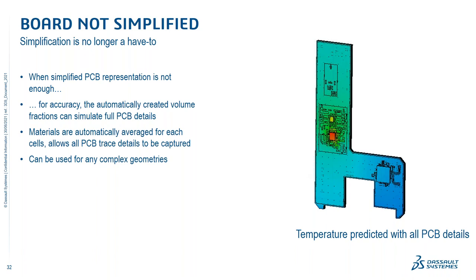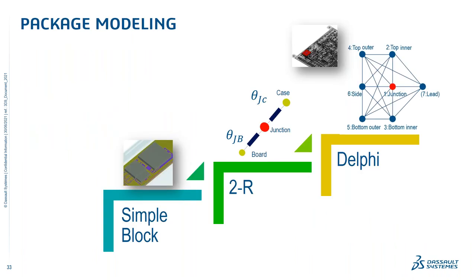And what about the packages or the IC packages? You may notice in the videos I just showed, when you import a PCB into CST, they become simple blocks with an empirical thermal conductivity number. But there are more advanced thermal models of those chips by the vendors. They usually give you either a two-resistor model, which is more popular, and sometimes they give you a so-called multi-resistor or Delphi model. Now, CST supports both. All of these modeling levels, this Delphi model will be available in 2023. It's not available in 2022 yet.